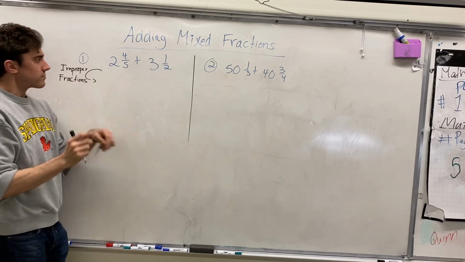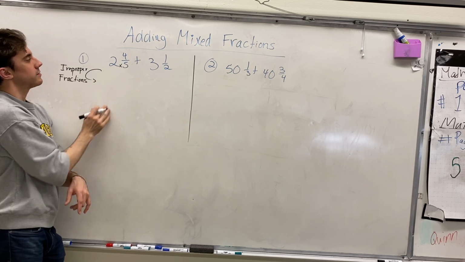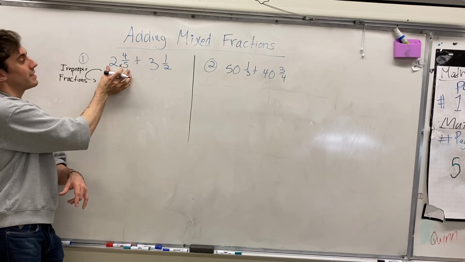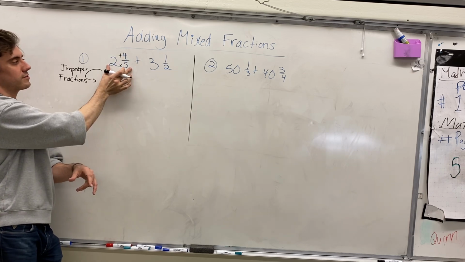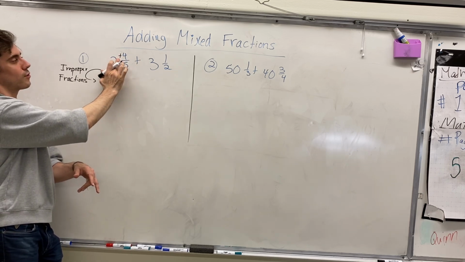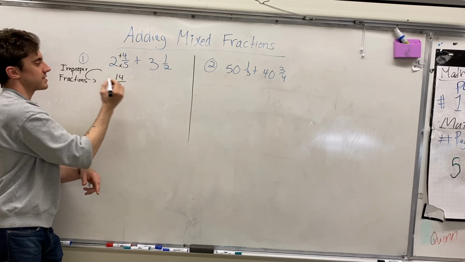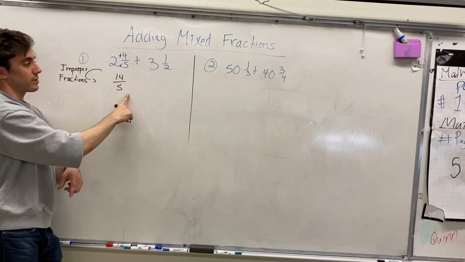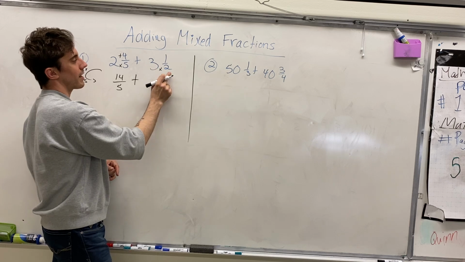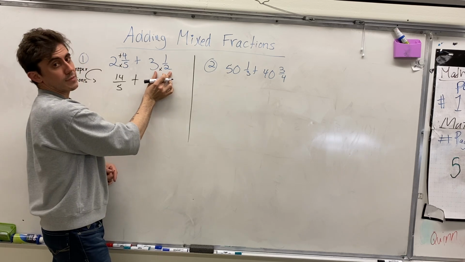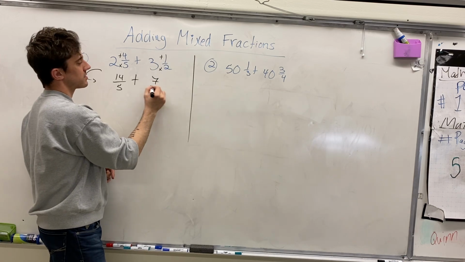And so whenever we want to do that, we multiply our whole number by our denominator. And so that's 2 times 5. And then we add our numerator. And so 2 times 5 gives us 10, plus the 4 in the numerator gives us 14. And our denominator always stays the same. So we have fifths, and so we have fifths. Likewise, for 3 1/2, we multiply our whole number by our denominator. So 3 groups of 2 makes 6, plus an additional 1 in the numerator gives us 7 halves.